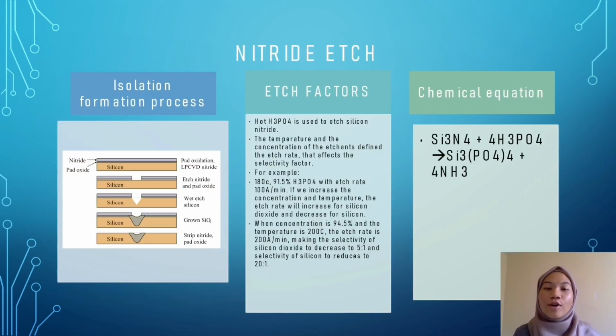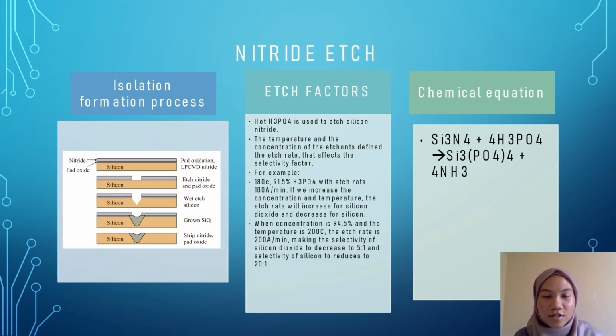Okay, for the next one, we have nitride etch. As you can see, nitride etch doesn't really happen in the whole MOSFET fabrication process, so I won't go deep into this one because we're running out of time. Nitride etch happens in the isolation formation process, and isolation formation happens if we want to manufacture a bipolar transistor based IC chip.